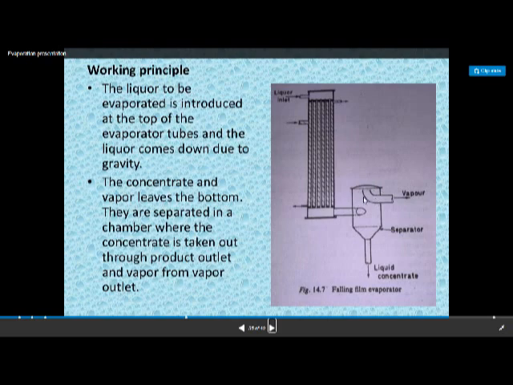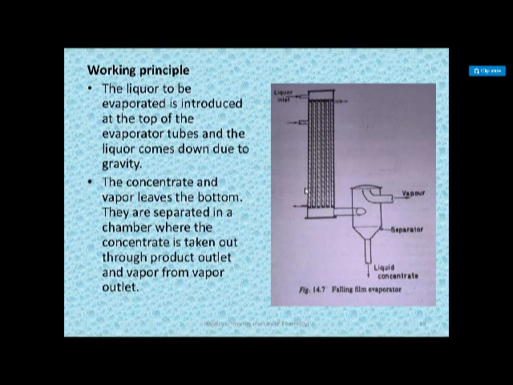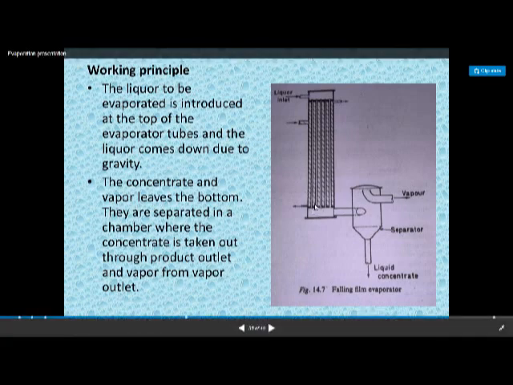The difference between the falling film and the climbing film is only that in the climbing film evaporator, the liquor inlet was at the bottom, the separator was at the top, and the steam inlet was also at the bottom. In the climbing film evaporator, the liquor rises in the upward direction. In this falling film evaporator, the liquor comes downward with the gravitational force. This is the only difference.